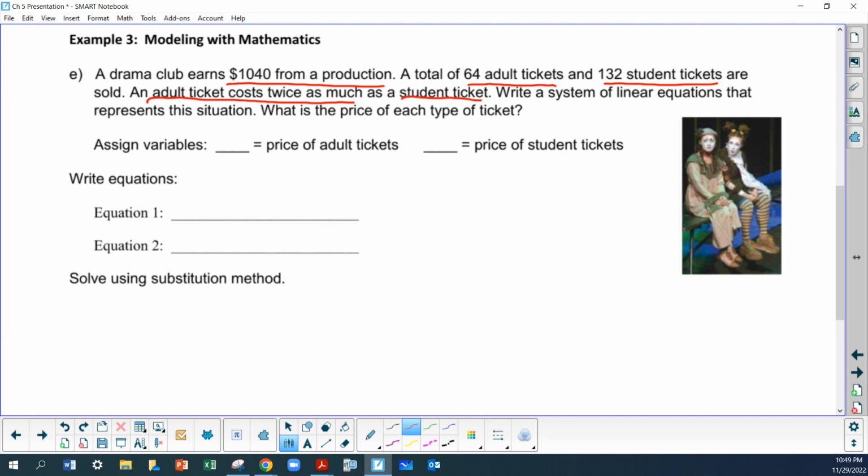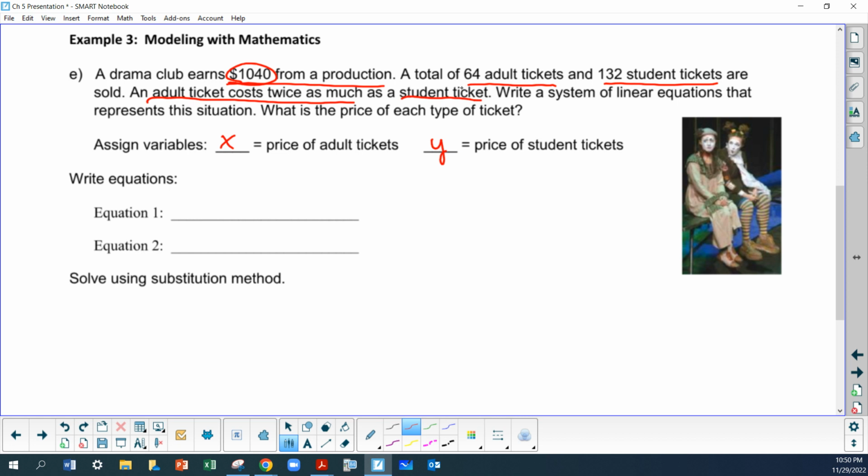So since we don't know the price, I guess that's going to be our variable. And let's assign a variable to the price of the adult tickets. What do you say? X. Good choice. All right, let's choose a variable for the student tickets. Are you thinking Y? I know I can read your mind. Let's go with Y.